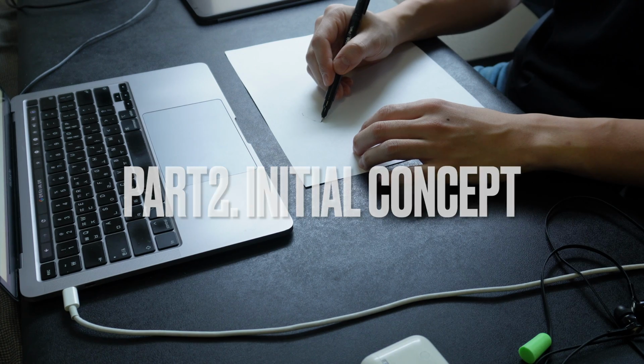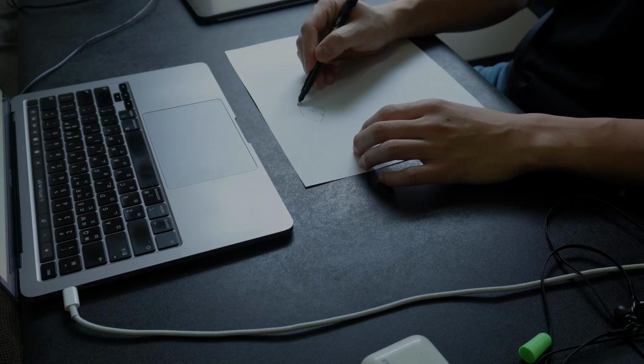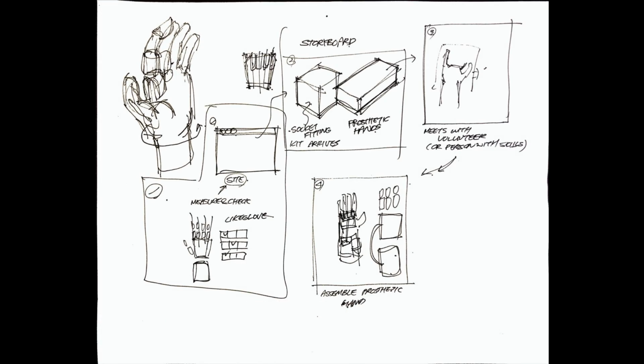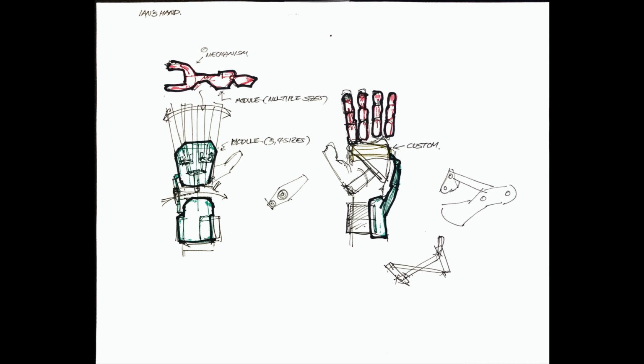And today I'll show you how I came up with the initial concept using a rough sketch. I first started with the rough sketch using a pen and paper to just draw ideas that came up to my mind without thinking too much in detail.